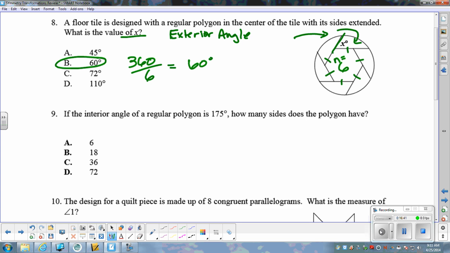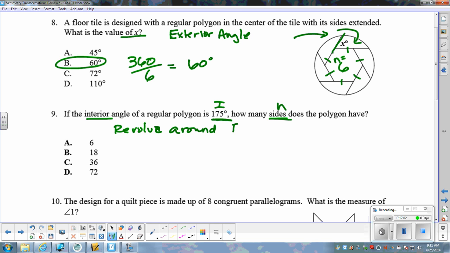Number 9, if the interior angle of a regular polygon is 175 degrees, that's interior, how many sides, n, does the polygon have? So remember, the first thing, most things are revolving around the exterior angle.